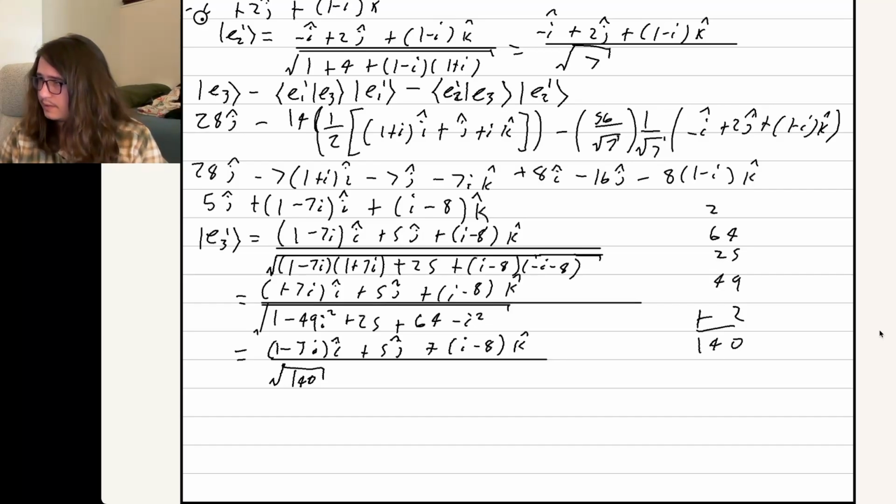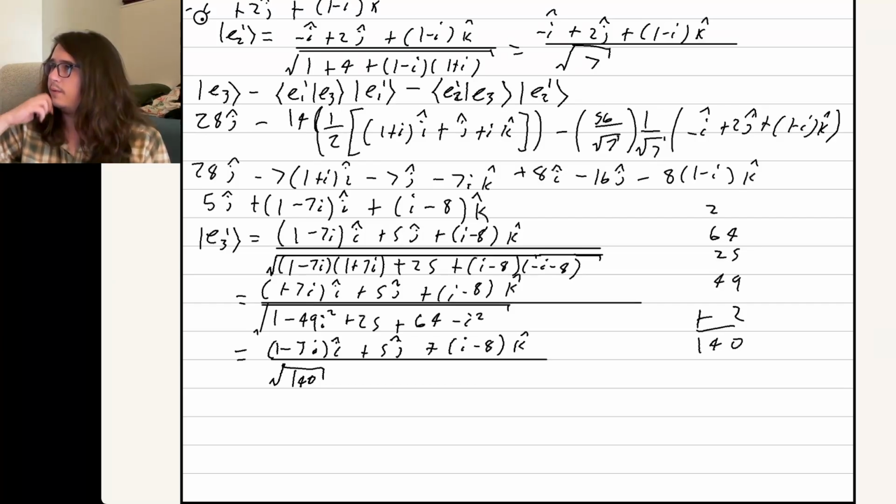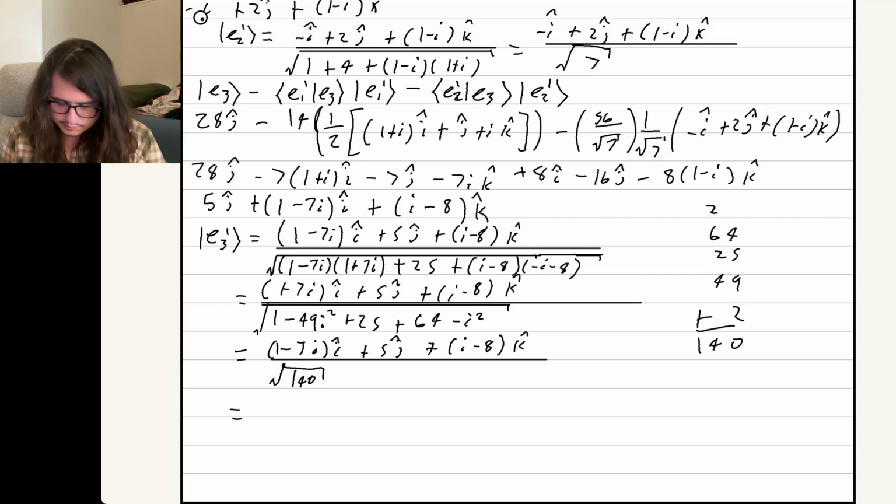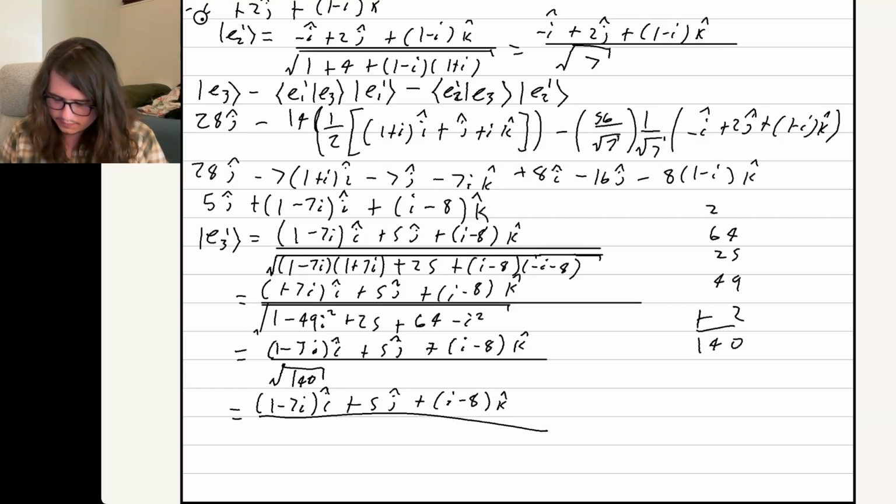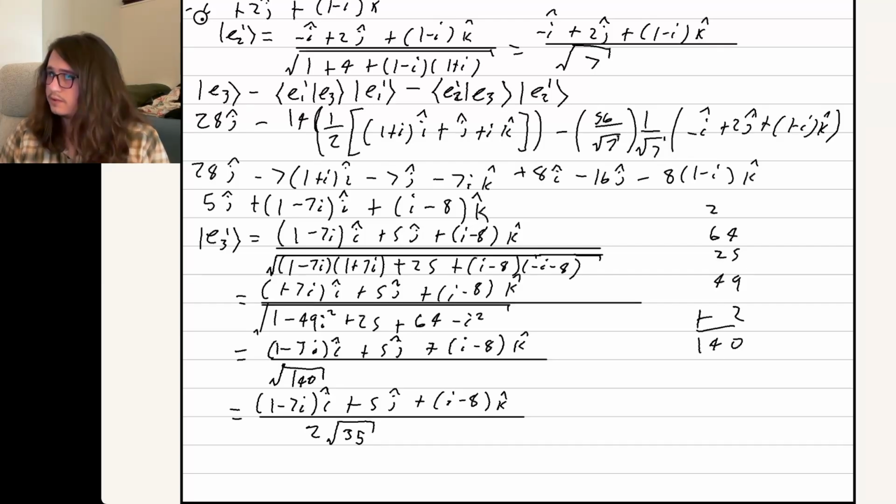I feel like there's a way to simplify that probably. Yeah, 140 is divisible by 4, so we can pull a factor of 2 out of the radical then. And then 140 divided by 4 was 35. So we get that sort of thing. And I think that looks good to me.